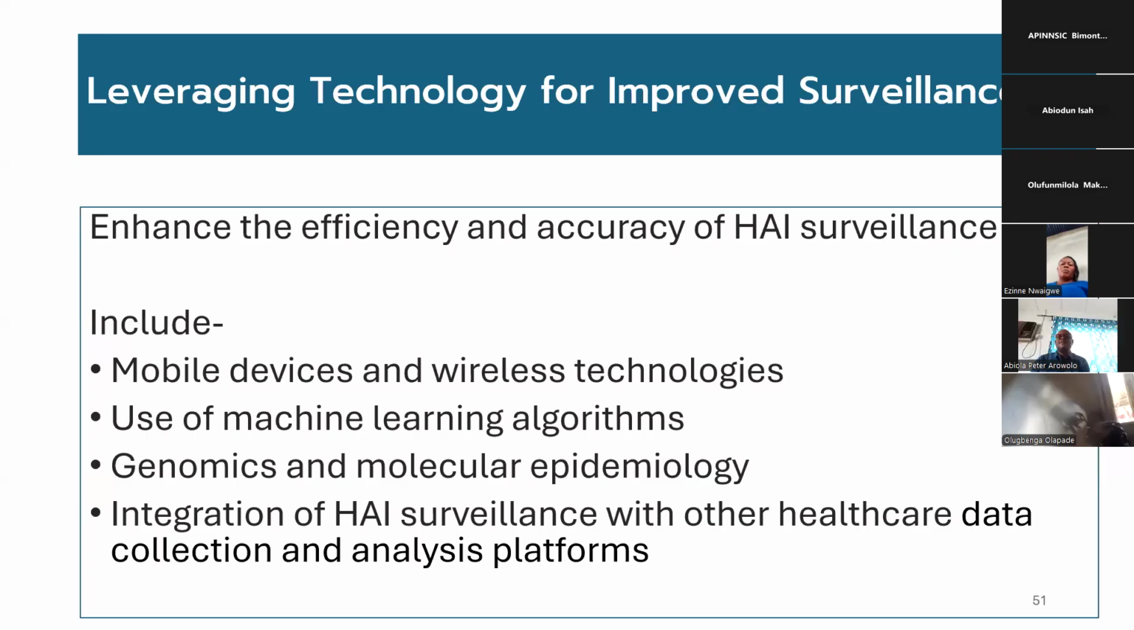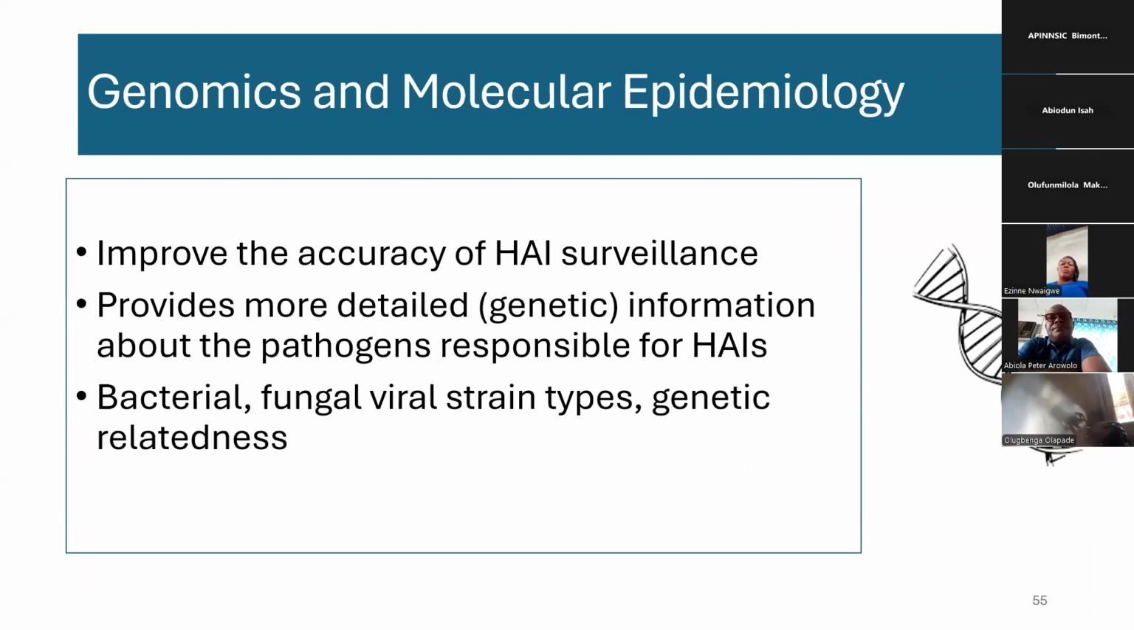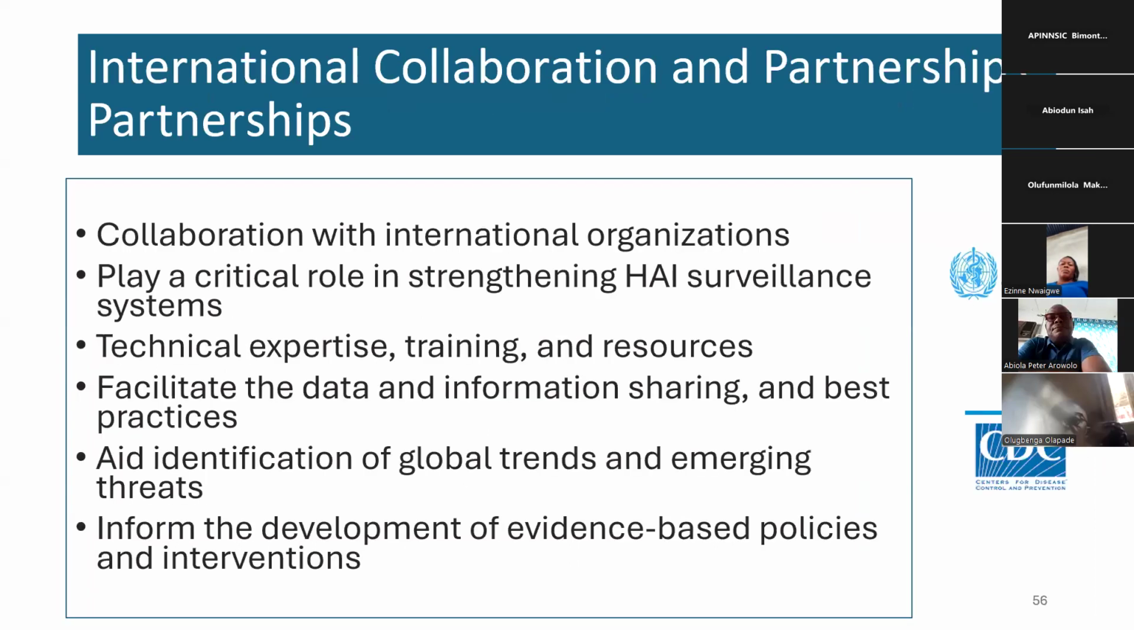And then if you integrate your HAI surveillance with other data collection systems, many facilities use electronic medical records where you can integrate all your data collection, then it helps in improving HAI surveillance. Also, if you have partnerships, you can leverage on collaborations that help to improve HAI surveillance, particularly if they're available in a facility or at the national level. I'm sure they're doing that, leveraging collaborations to strengthen IPC and HAI surveillance.